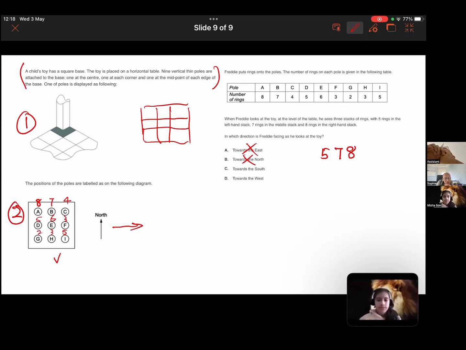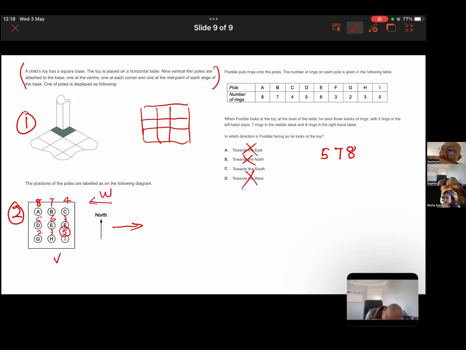Since we know the answer is C, we'll also do D. Towards the west, if you look from the east, your left-hand stack works. You have 5. Your middle stack has 7. That's wrong because it has 6, not 7. So it's not D.